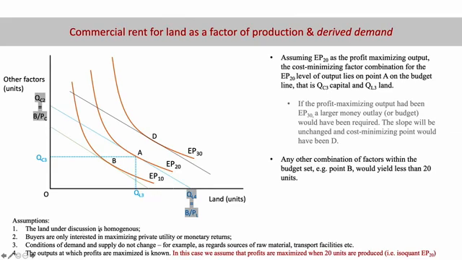There are some assumptions being made here. Everywhere we are assuming that land is homogeneous. Different land parcels don't have different properties. They are all homogeneous. And buyers are only interested in maximizing private utility or monetary returns. These are the usual assumptions we make. Conditions of demand and supply do not change. And the output at which profit is maximized is known to us. And in this case, we are assuming that to be 20 units. So these are the general assumptions we have made here.